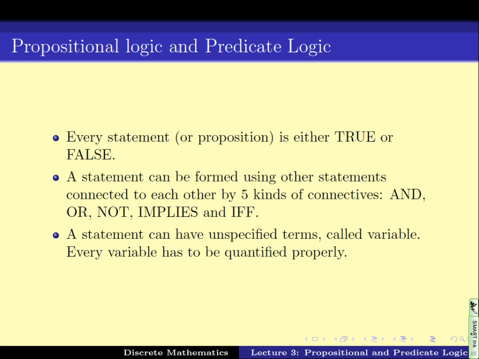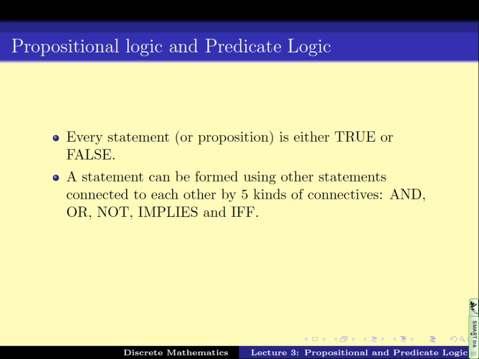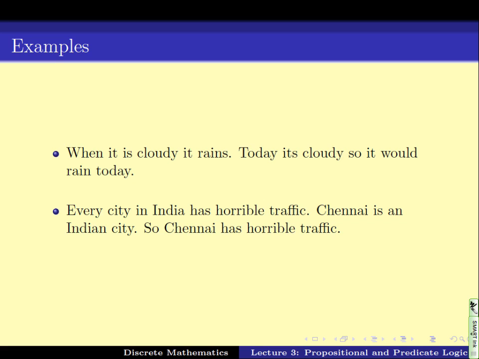Let's go back to the examples that we were seeing just some time ago. So in the first example, as you can see, there are no variables. It says that when it's cloudy, it rains, and today it's cloudy implies it would rain today. Thus, we had 3 different statements, and they are connected by the connectives and, implies.